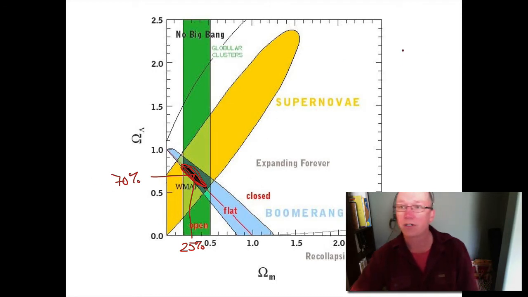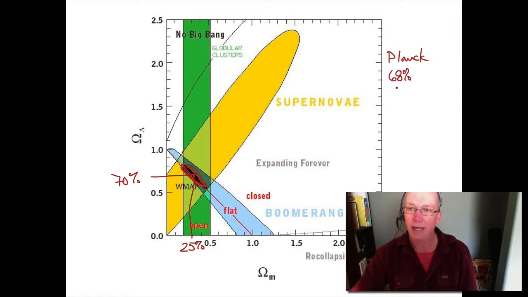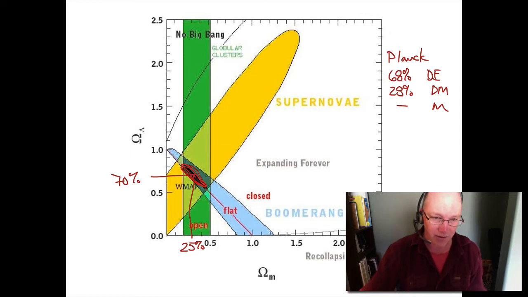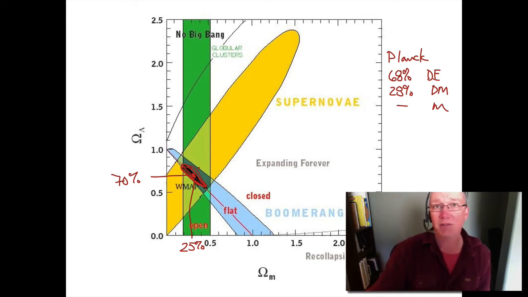Now we've done one other experiment which isn't on here, which is Planck, and I think their values were 68% for dark energy and 28% for dark matter, and then the remainder is matter. So a little bit different than what we had before, but they just had some more observations which put us right there. So we're starting to look like we live in a flat universe.